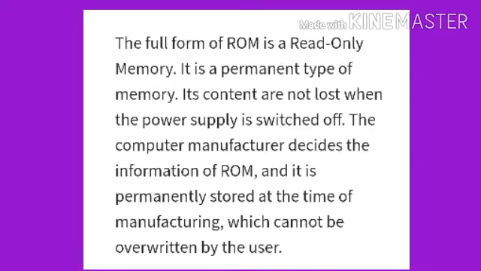Let's first discuss read-only memory and its types. The full form of ROM is read-only memory. It is a permanent type of memory. Its contents are not lost when the power supply is switched off. The computer manufacturer decides the information of ROM and it is permanently stored at the time of manufacturing, which cannot be overwritten by the user.